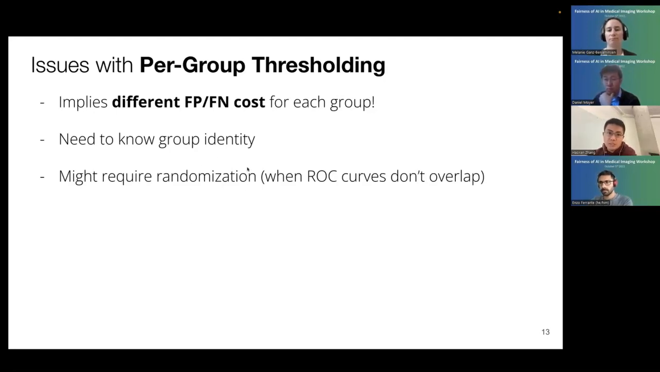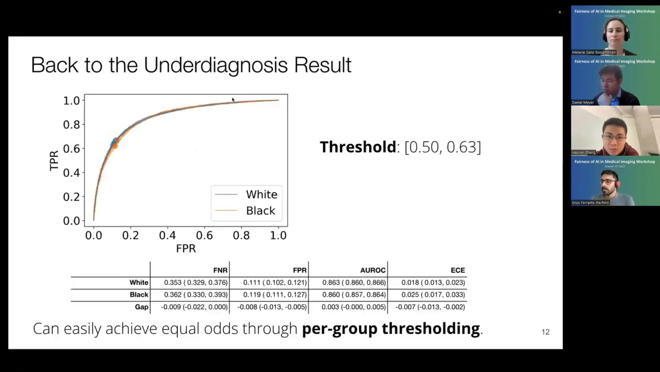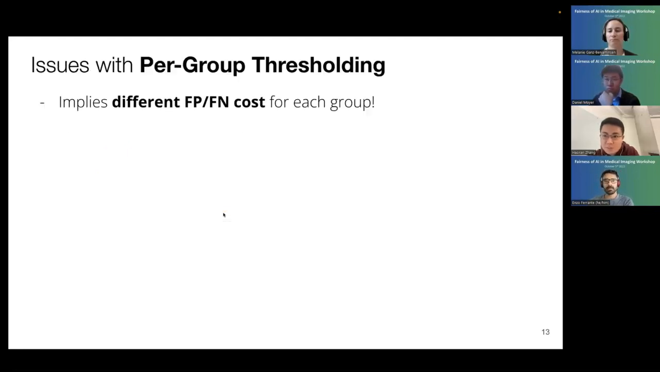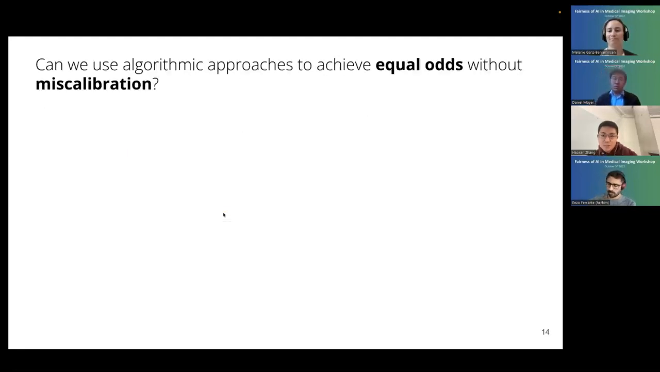Okay, so we've seen that we can use per-group thresholding to get equal TPR and equal FPR to get equalized odds, but there's a bunch of issues. So the real question is, can we use algorithmic approaches in all these fancy papers at these ML conferences to achieve equalized odds without miscalibration? And surprisingly, the answer is no, with a big asterisk. And the asterisk is that instead of using the binarized equal odds, which we saw at the beginning of the talk, we're using a probabilistic definition of equal odds, which we'll define in a second.